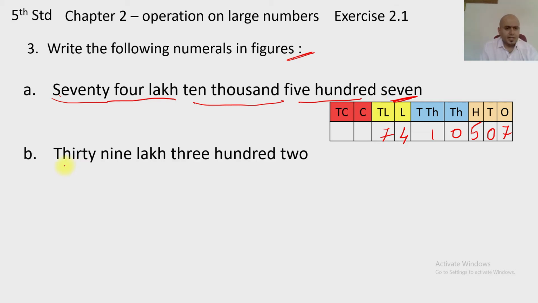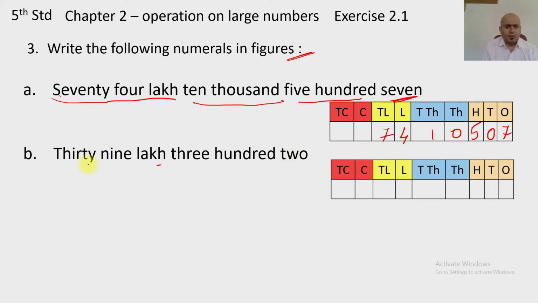Next question. 39 lakh 302. So first let us draw a table and fill the numbers in the table. That is 39 lakhs. So you have to fill 39 in lakhs place. So this is lakhs place.